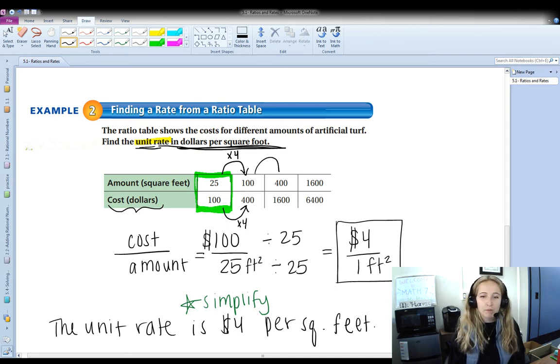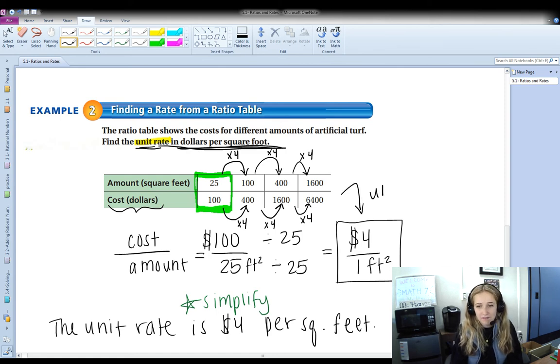Now if we go from 100 to 400, 100 times what equals 400? Well, that's 4 again. 400 times what equals 1600? Well, that's by 4. So notice that you are multiplying by 4 every single time. And notice that your unit rate right here is $4 per 1 square feet. So that is another way we can check: looking at the table and finding the patterns to make sure that the unit rate we calculated is actually correct.